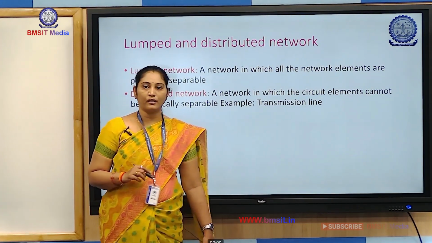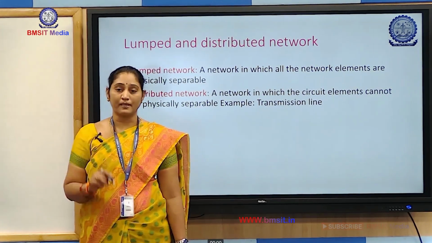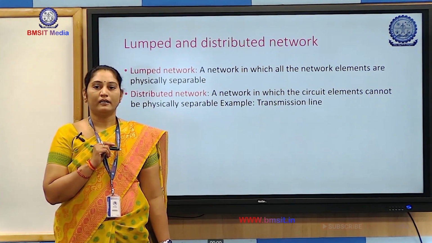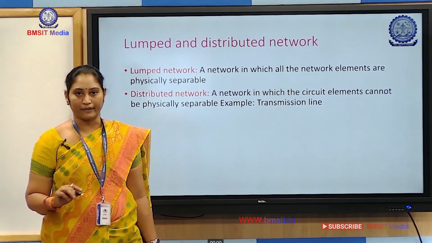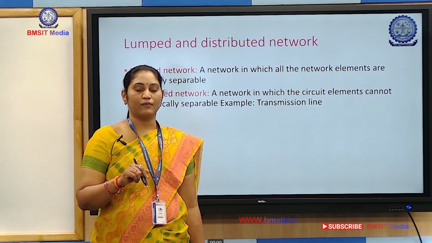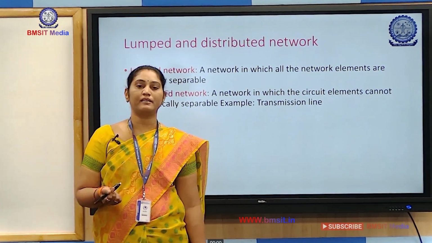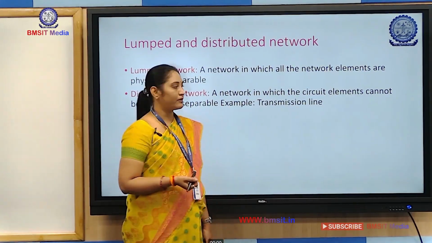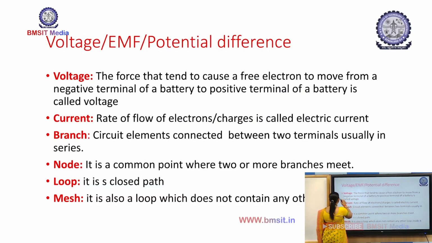And in a distributed network, the network elements are present, but the element values or quantities are distributed throughout the network. It is not physically separable. The elements cannot be separated in this network. This type of network we call a distributed network.